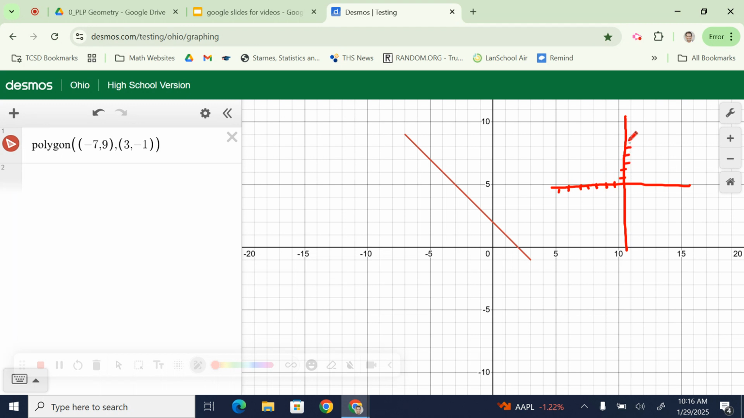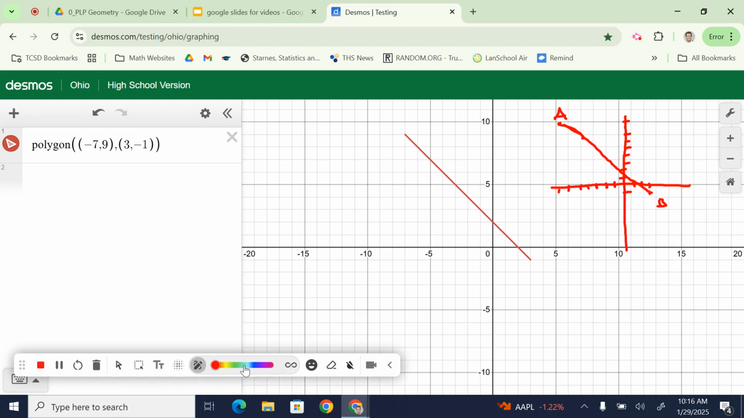1, 2, 3, 4, 5, 6, 7, 8, 9. So there's (-7, 9), and I'm going to call that A because it's my starting point. That's important. And then (3, -1), and we'll call this B because that's my ending point. So here is your segment AB.